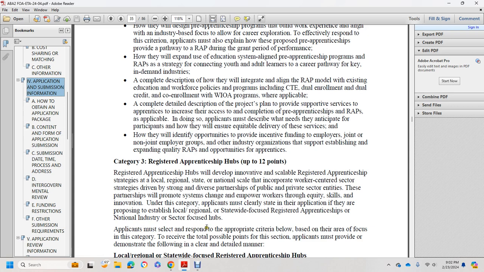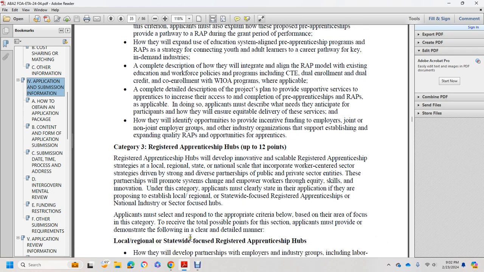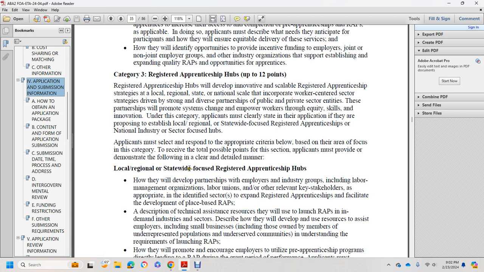The applicant must select and respond to the appropriate criteria below, based on the area of focus within the category, to receive the total possible points for the section. The applicant must provide or demonstrate the following in a clear, detailed manner. For a local, regional, or statewide focused Registered Apprenticeship hub: the partnership with employers, industry groups, including labor management organizations, labor unions, and other relevant key stakeholders appropriately identified in the sector, to expand registered apprenticeship facility development in place-based registered apprenticeship programs.